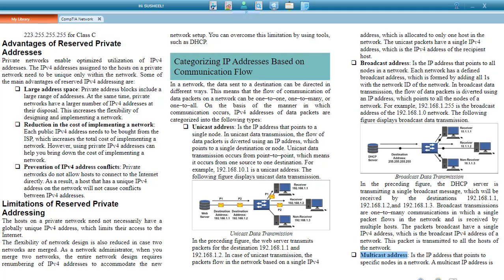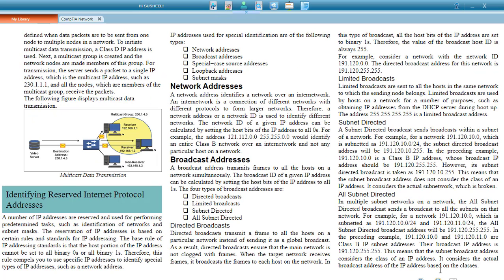Multicast address is the IP address that points to specific nodes in a network. A multicast IP address is defined when data packets are to be sent from one node to multiple nodes in a network. To initiate multicast data transmission, a Class D IP address is used. Next, a multicast group is created and the network nodes are made members of this group.